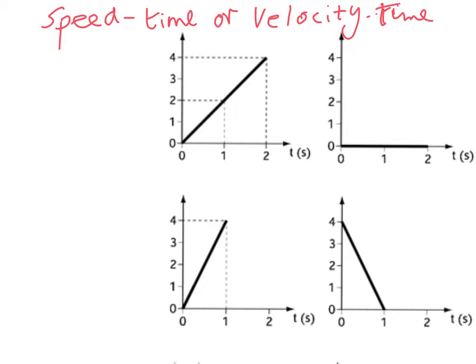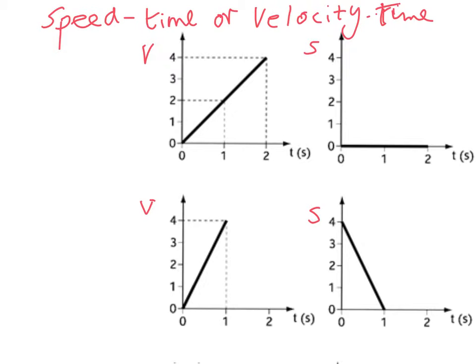Let's have a look at the other types of graph. Other type of graph is a velocity time graph. So I'm going to put a V. You can also put S there for speed. So let's have V. Sometimes you're given S instead of V. So it's either one of these. It's the same thing. Obviously, there's a difference between speed and velocity, but in a graph situation, it is interpreted in the same way.